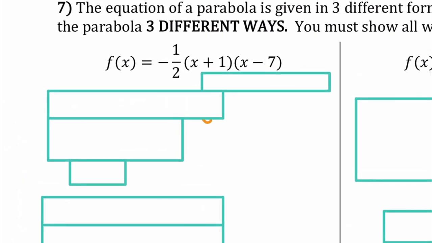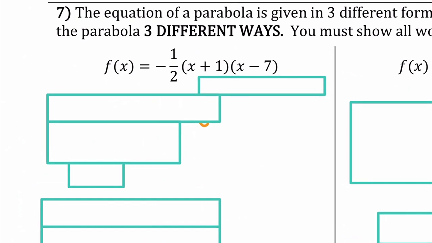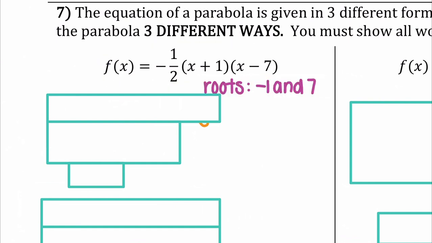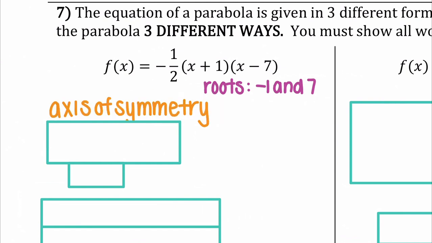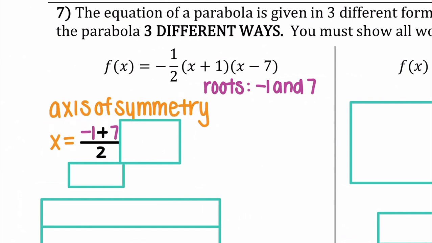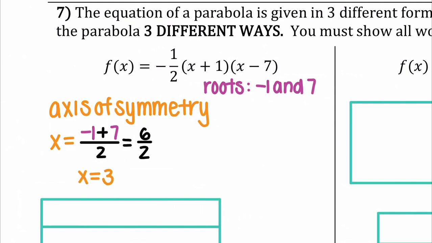So looking at here, we have factored form. So we just have to remember the relationship between the roots, or the x-intercepts, as well as the axis of symmetry. Based on what we have here, our roots are going to be -1 and +7, because by the zero product property, if we set each of these equal to 0, that will give us our two solutions. And we have to remember the axis of symmetry is midway between the roots. So all we have to do is find the sum of the roots, which is -1 plus 7, and divide it by 2 to find the middle value, which is our axis of symmetry, therefore giving us x equals 3.